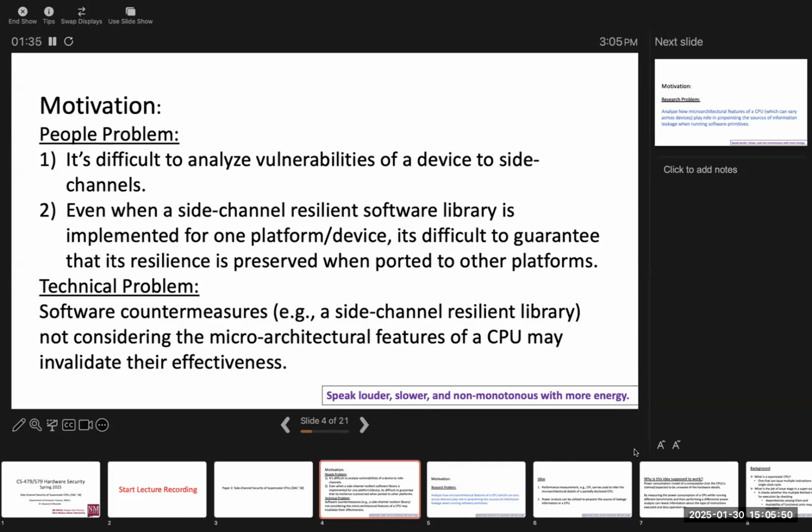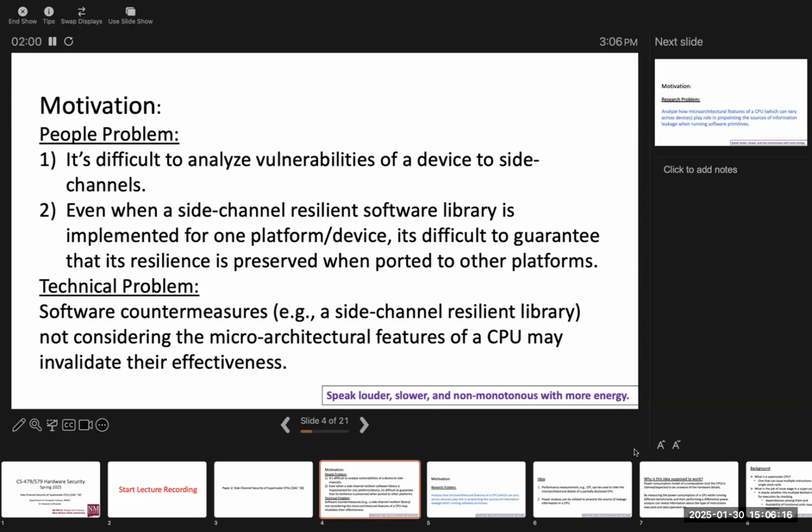Now, when I want to move the same library or software from chip A to chip B, which has a different architecture, there are no guarantees that there will be no software side channels or information leakage from this software running on a different CPU. Okay, so how can we achieve this portability of side channel resilient software?